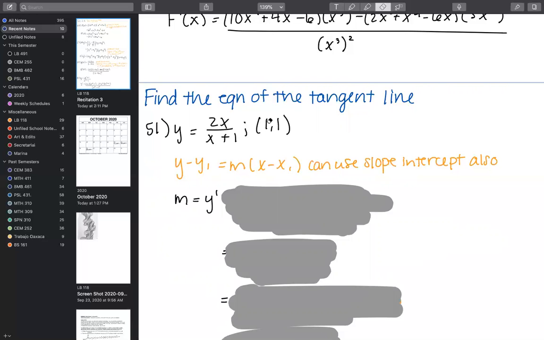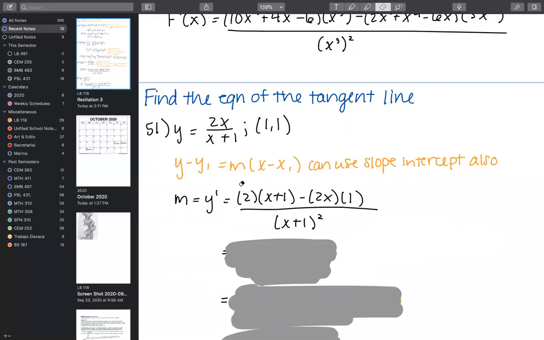When we plug in, the x value is going to go here, so this is going to be 1, and the y value is going to go here, and that's going to be 1. So it's going to be y minus 1 equals the slope, m, times x minus 1. And how do we find the slope? We take the derivative of the general function first, and then we're going to plug in our (1, 1), or just the x value 1, in order to find the specific derivative that we're being asked about.